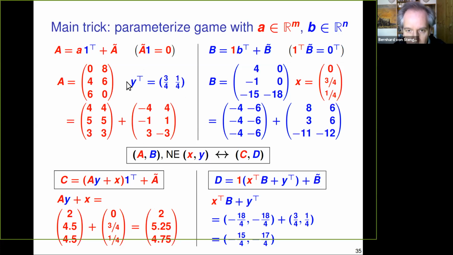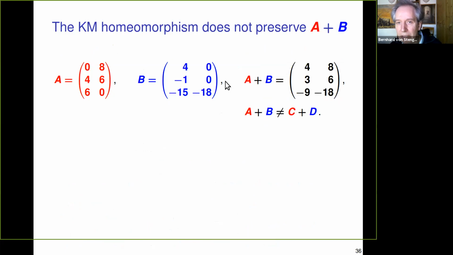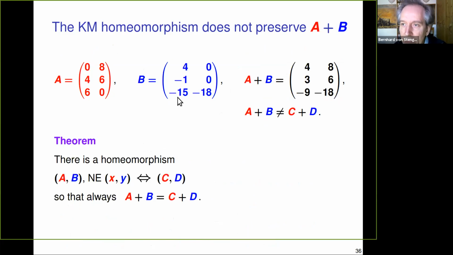Okay, and now let's just say what we do. So as I said, the homeomorphism doesn't preserve the sum. In our game, for example, maybe we're interested in it because this happens to be a rank 1 game.